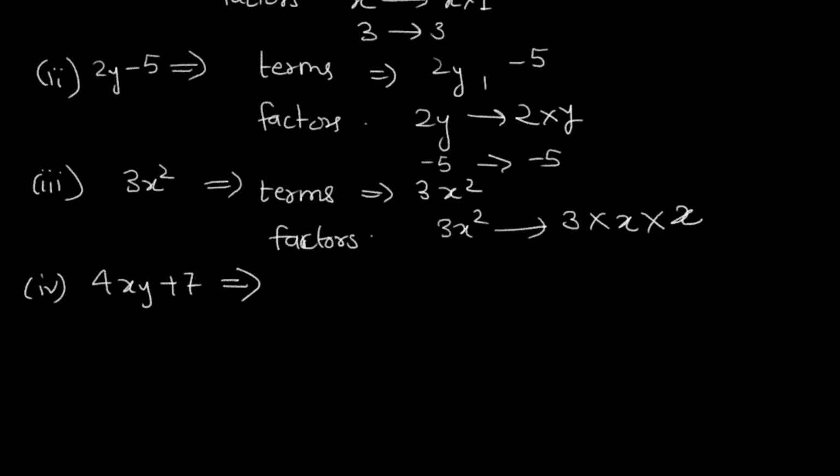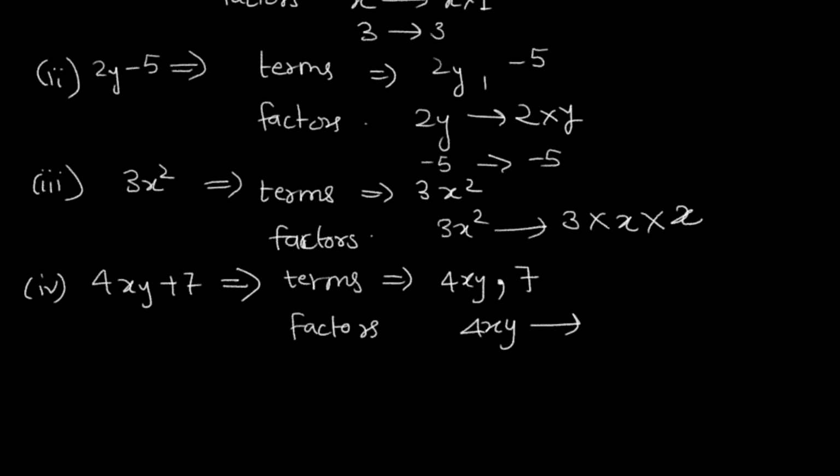Next example is 4xy plus 7. Terms here are 4xy and 7. Factors are 4 into x into y. Even here we don't have to factorize the 4 into 2 into 2, we just write it as 4 as it is. The constants, that is numbers, are written as they are given. And the factor of 7 is 7.